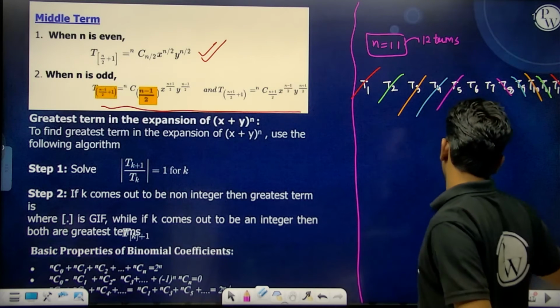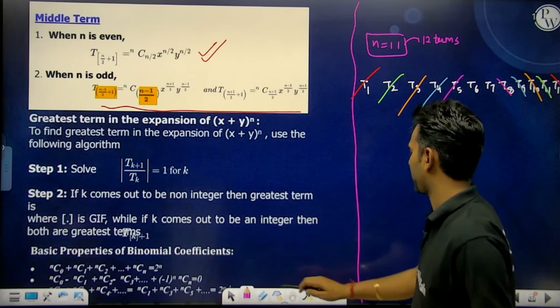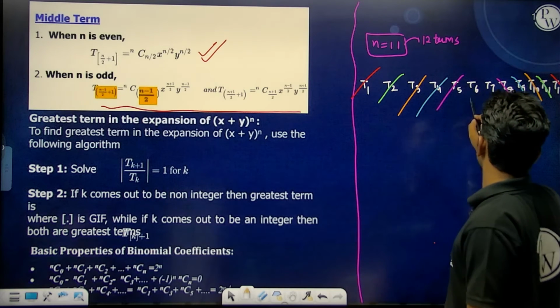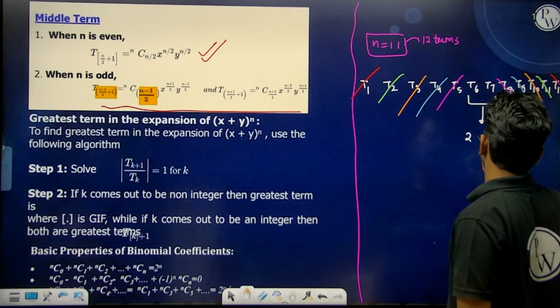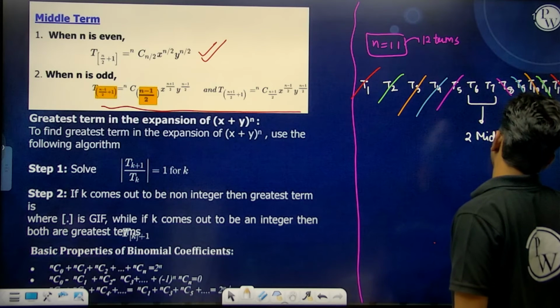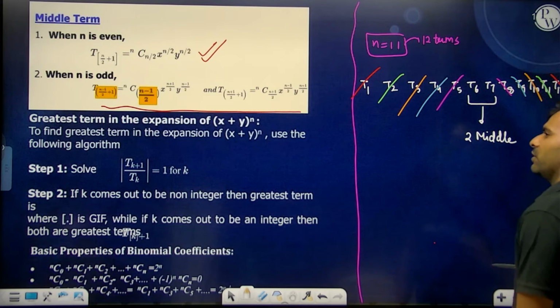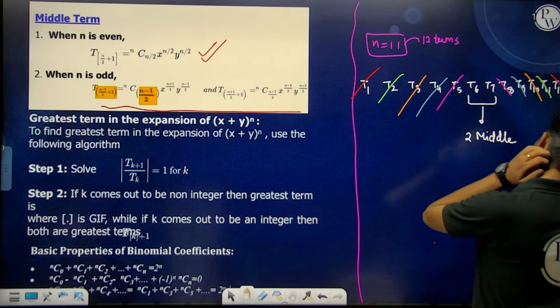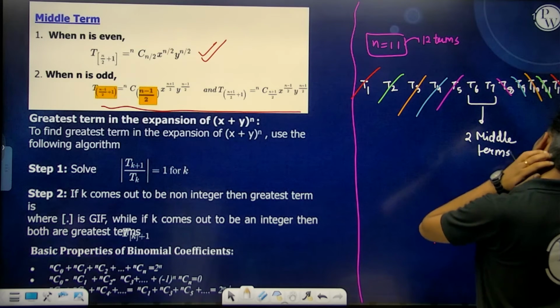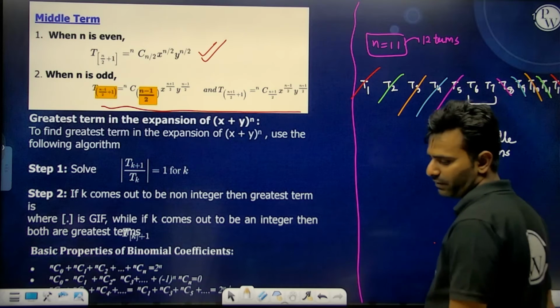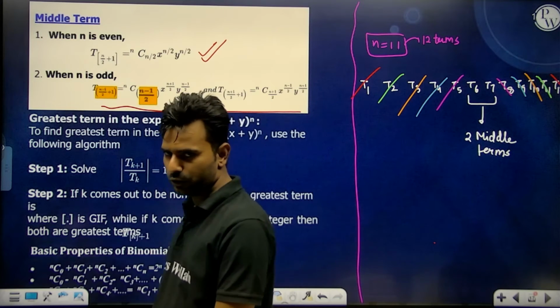Don't you think that you are left with two middle terms? Two middle terms, and this always happens whenever n is odd, because whenever n is odd, the total number of terms is going to be even, and if an even number of terms is there, then these two terms are going to be the middle ones.